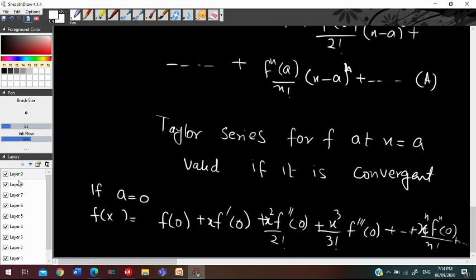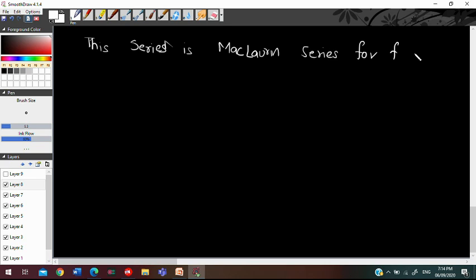And we say that this is the Maclaurin series for f at x equals 0.